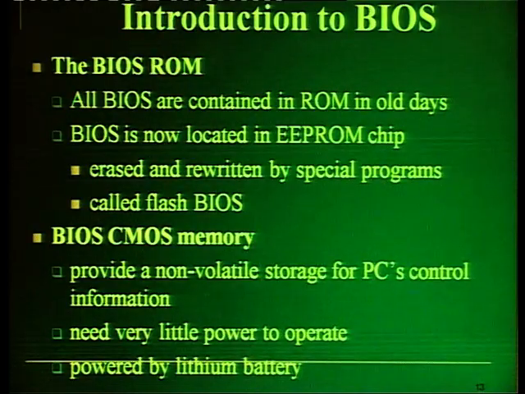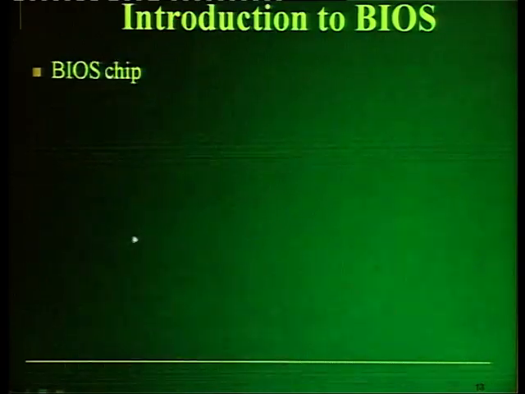And BIOS CMOS memory. What are these? All the BIOS are contained in ROM in the old days, but nowadays BIOS is located in an EEPROM chip. This is an electrically erasable programmable ROM memory chip that is erased and rewritten by special programs. That is why this is called flash BIOS. And CMOS memory provides non-volatile storage for the PC's control information. It needs very little power to operate, and it is powered by a lithium battery, one kind of battery that provides the power to the CMOS memory.